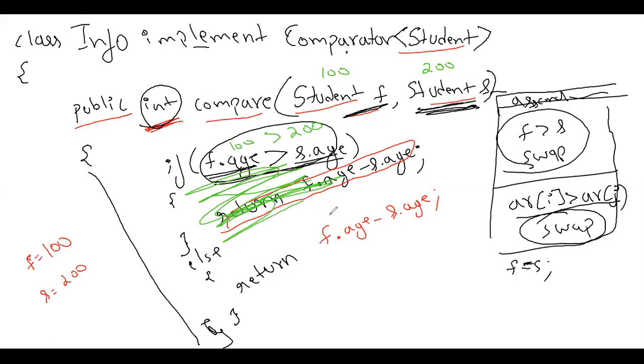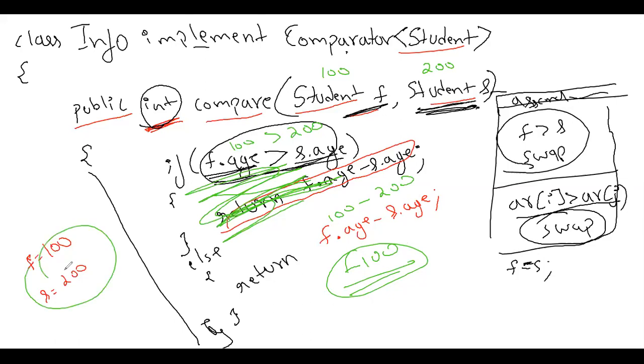Now what's the f value here? F value is 100 minus s value, which is 200. What is 100 minus 200? That is minus 100. If you are returning a minus value, what does it mean? It means don't swap. It is correct. It is in sorted order only. That is why when I return a negative value, the 100 and 200 are not touched. They are kept as they are. They are not swapped. I hope you have understood here, right?